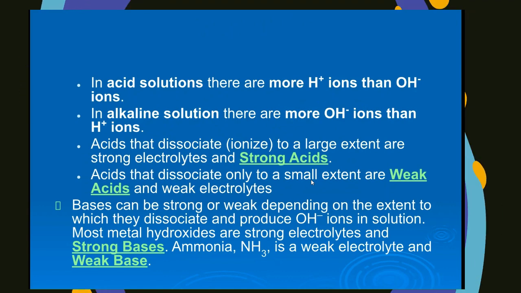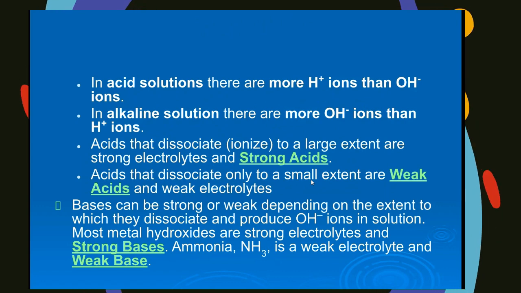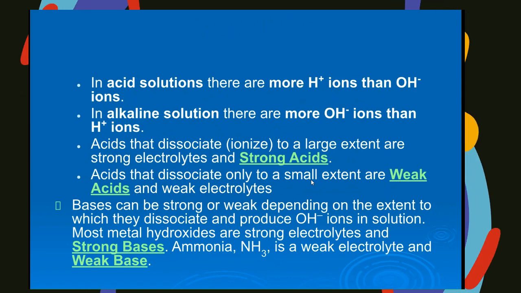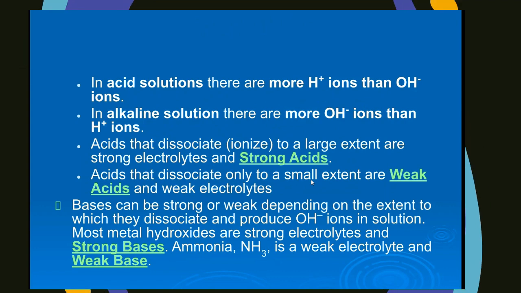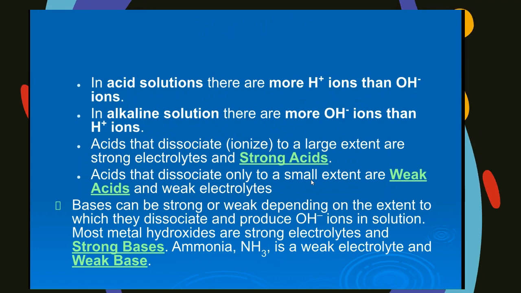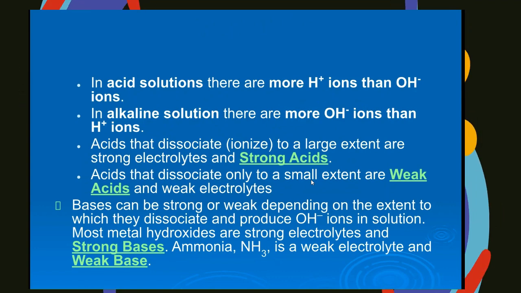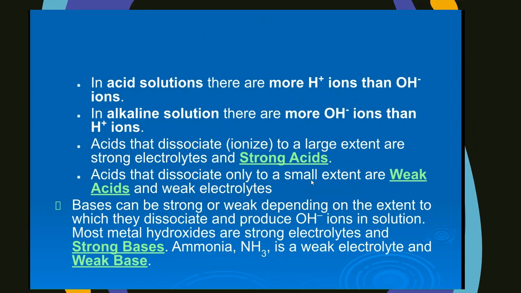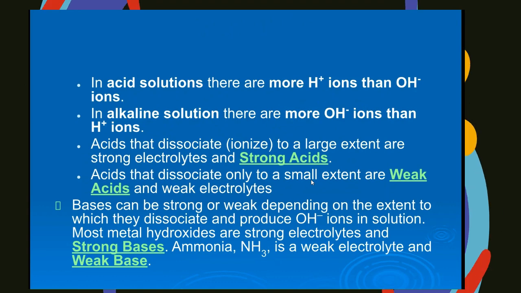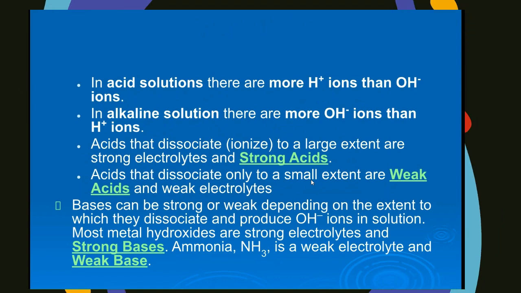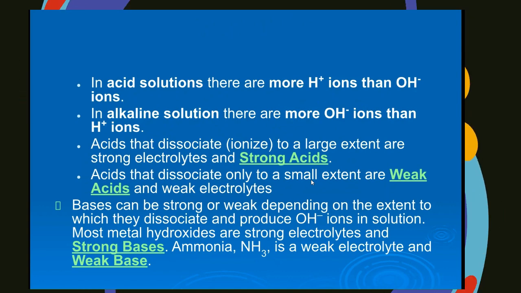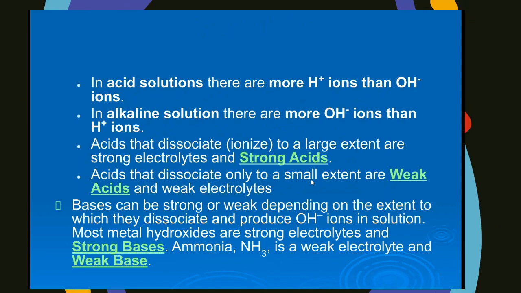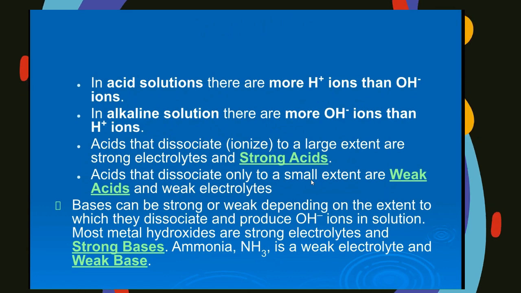So bases can be strong or weak depending upon what? On the extent to which they dissociate and produce OH- ions in solution. Means they are breaking and making the OH- ions. If there are more OH- ions, that means it shows a strong base. Most metal hydroxides are strong electrolytes and strong bases. Ammonia, that is NH3, is a weak electrolyte and weak base.